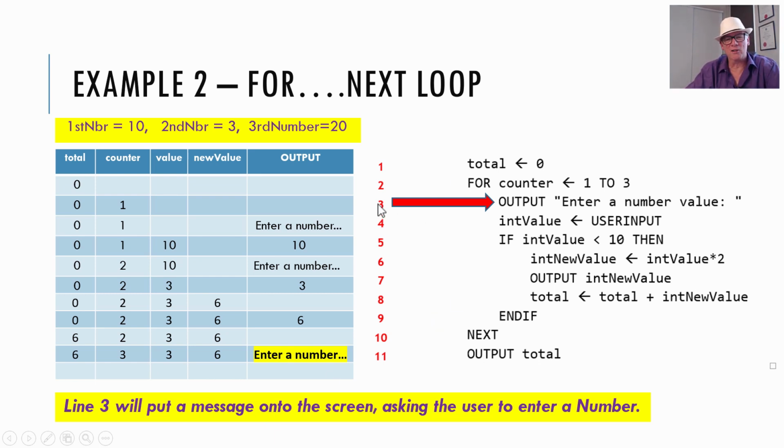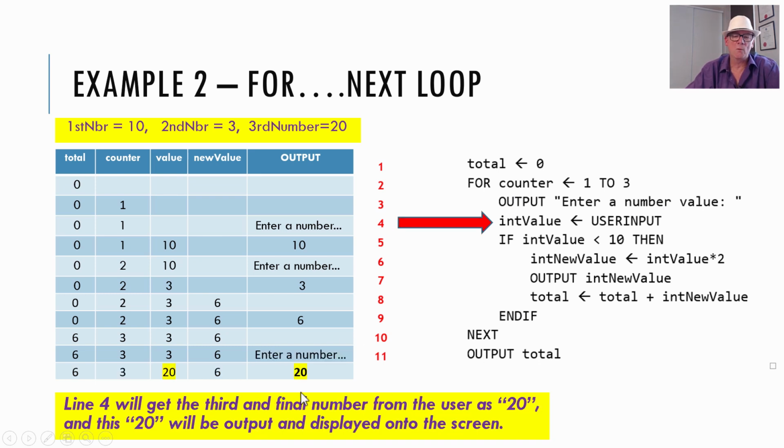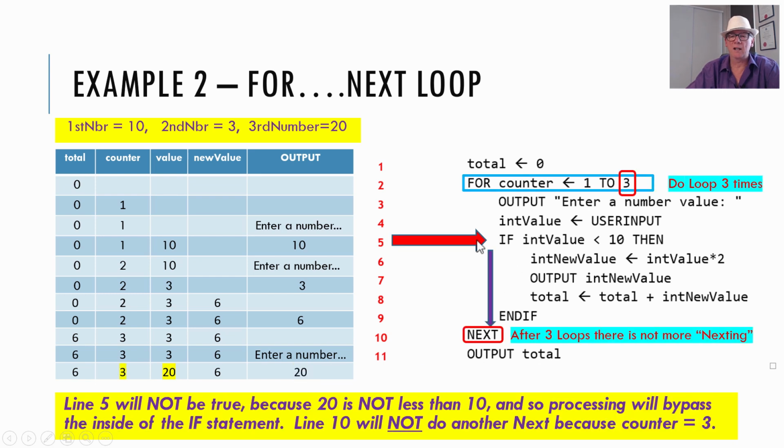Okay, so we'll jump down to 3 from there, third time in the loop. Enter a number, so it asks us to enter a number. We get a user input. This time the third number is a 20, so 20 goes into the value in memory, so it's not 3 anymore, it's now 20, and that'll be reflected out on the screen as they type it in. Then line 5 is the int value less than 10. Well, let's check that out. We'll go to the value column in our table, and it's a 20. Okay, 20 isn't less than 10, so that means we're not going to do the loop stuff.